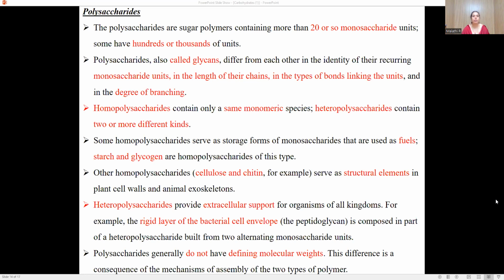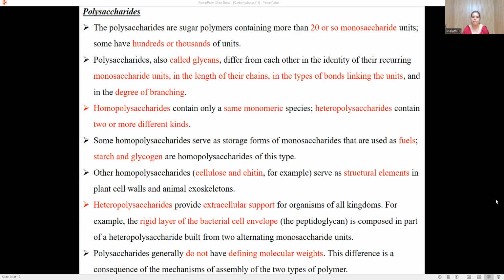Polysaccharides are sugar polymers. You will have 20 or more units of monosaccharide. It can start from more than 20, sometimes hundreds, sometimes thousands of monosaccharides, which will be joined with the help of glycosidic linkage, which is again a covalent linkage. As we saw for the disaccharide and trisaccharide, which are linked with glycosidic linkage, in the same way here also thousands and thousands of units of monosaccharide will be linked with glycosidic linkage.